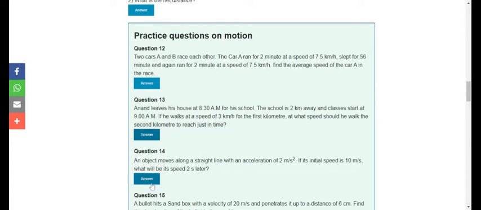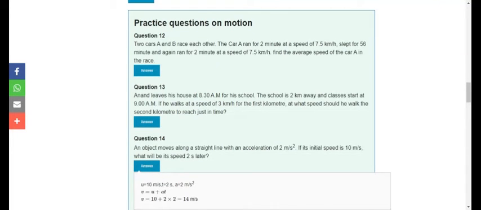The next question is, an object moves along a straight line with an acceleration of 2 meters per second squared. If its initial speed is 10 meters per second, what will be its speed after 2 seconds? This is as simple as that. You will use the formula v is equal to u plus at. We have the initial velocity as 10 meters per second, the time as 2 seconds, and the acceleration as 2 meters per second squared. The value of u is 10, acceleration is 2, and the time is 2, so we get the answer as 14 meters per second.